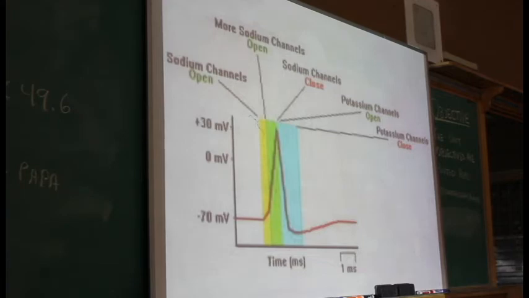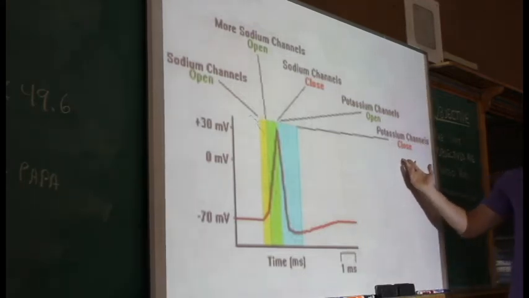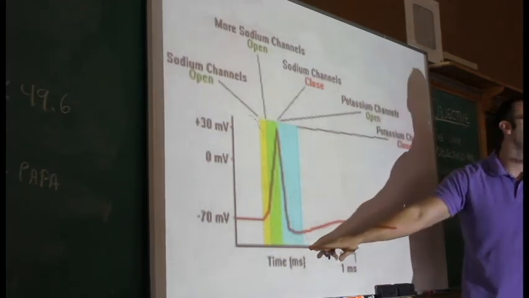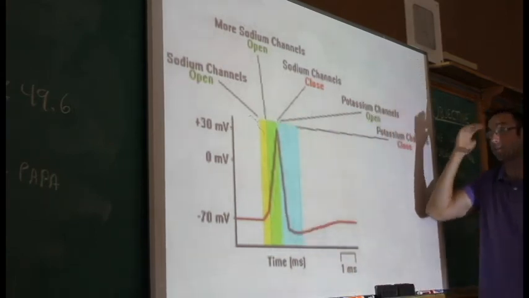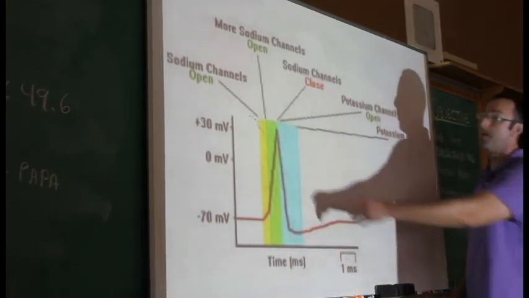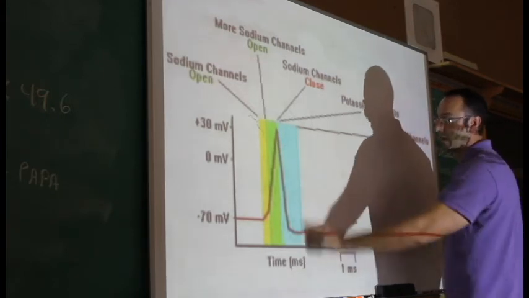The reason there's an undershoot is that the potassium channels do not close. There's a delay in their closing. They do not close until time has gone by. So this blue region on the graph represents the time that the potassium channels are open. They're open from the top until we end our undershoot.